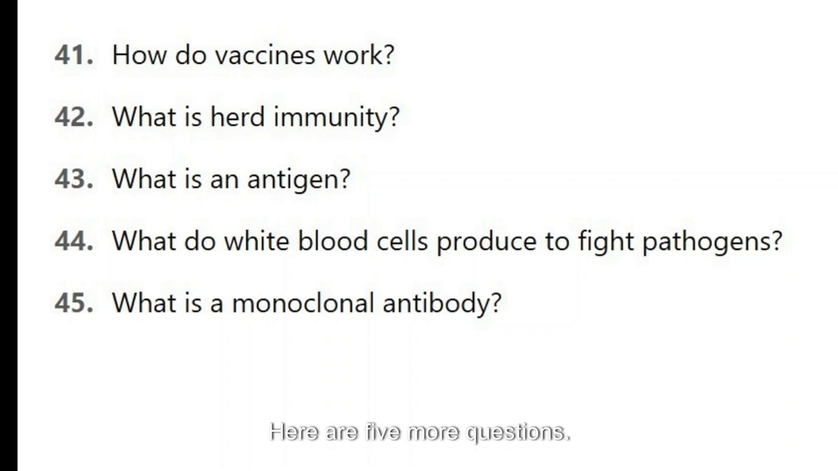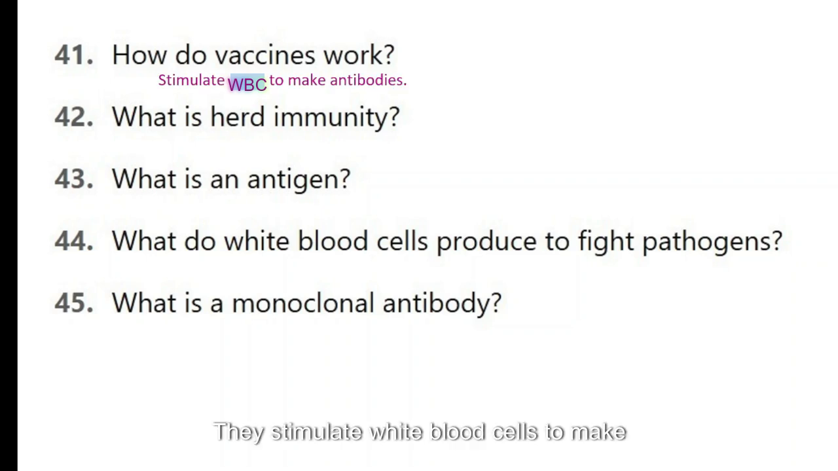Here are 5 more questions. Please pause the video and continue the questions. How do vaccines work? They stimulate white blood cells to make antibodies. When dead or weakened pathogens are inserted, the body identifies this as a real threat. Then the white blood cells will make antibodies. Herd immunity is when enough people are immune so the disease cannot spread.